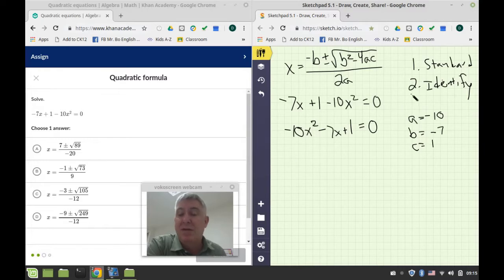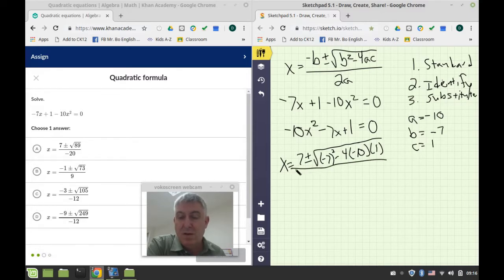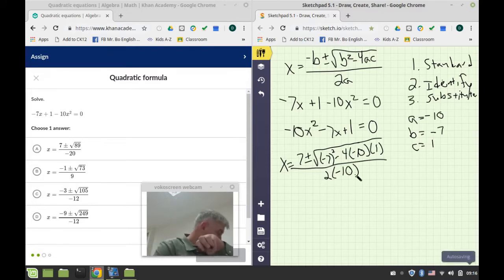And then our step 3 is to substitute. So we're going to substitute into our quadratic formula. So negative b, so that's 7, plus or minus the square root of b squared, negative 7 squared, minus 4 times a times c, all over 2 times negative 10.